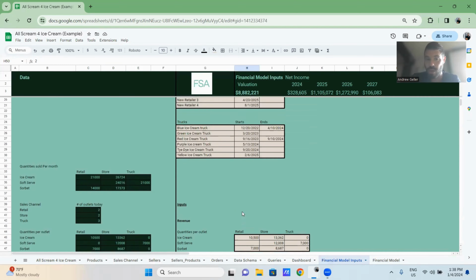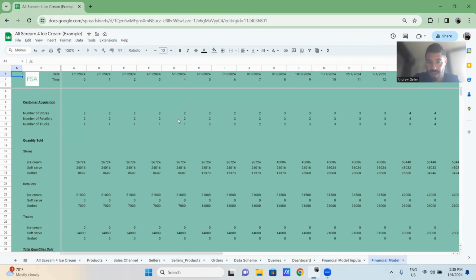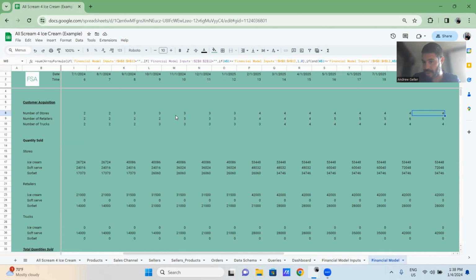To go back a step, for customer acquisition, we could build a whole model with sales and all sorts of different marketing strategies. We kept it simple here. We said they're opening stores and getting retailers at these different dates. So this is the starting point, because this is how we're selling our ice cream. First we look in the model, and based on those inputs, this is how we're going to grow the business. We can see how everything is growing according to the way that our model set out.